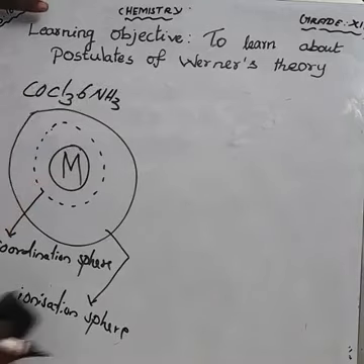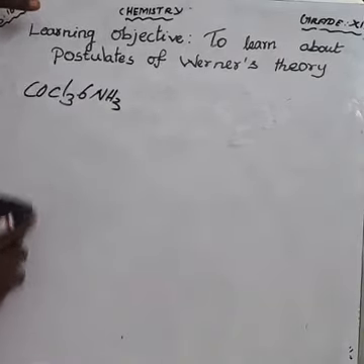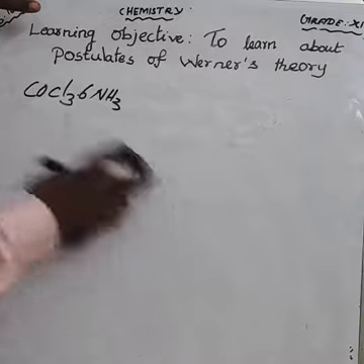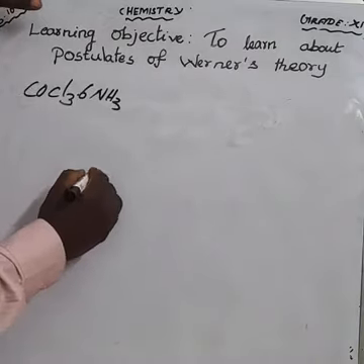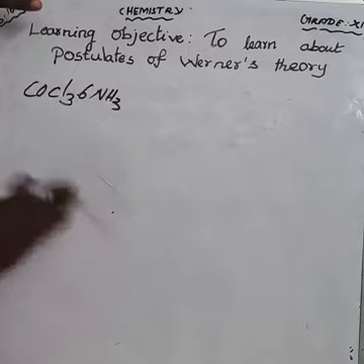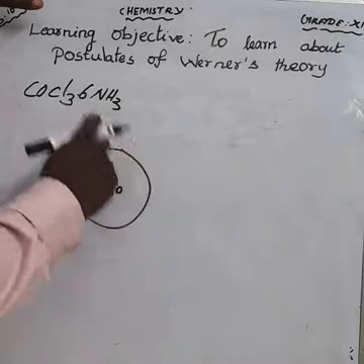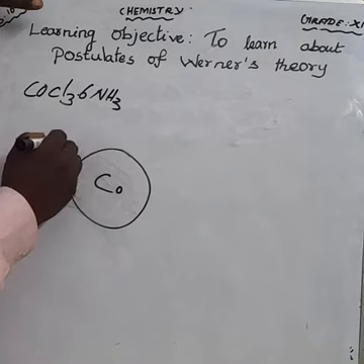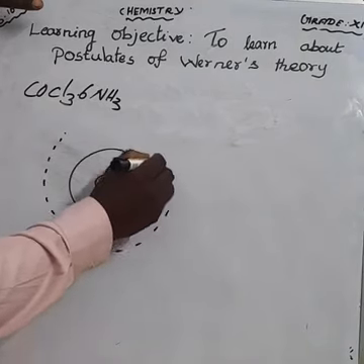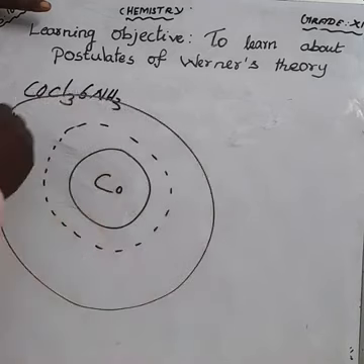In this example, the central metal is cobalt. We are writing cobalt. Here, the first one is the coordination sphere, which we said is the inner sphere. Next is the ionization sphere.